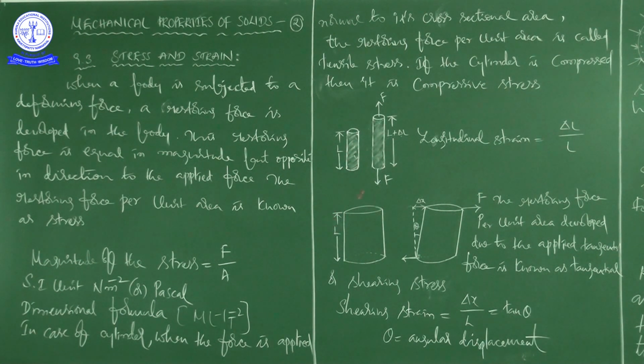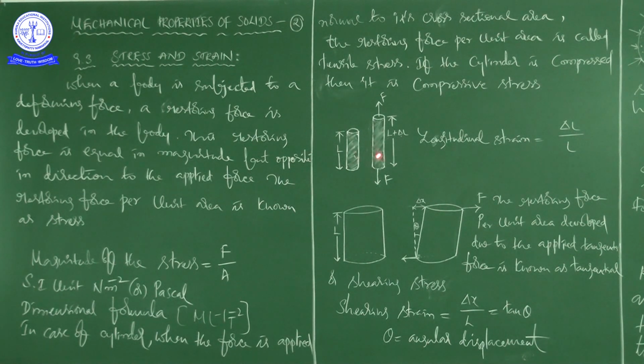See, in case of a cylinder, here the cylinder is stretched by 2 equal forces applied normal to its cross-sectional area. This is the cross-sectional area. By applying force normal to the cross-sectional area, we are increasing the length of the cylinder. So the cylinder will become stretched, right? The cylinder is going to be stretched by 2 equal and opposite forces normal to its cross-sectional area, right?